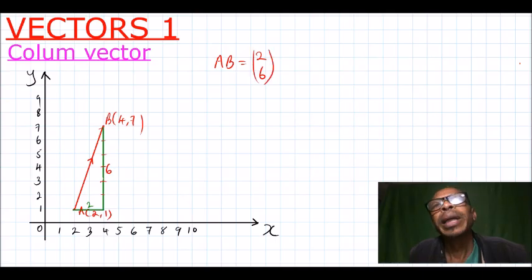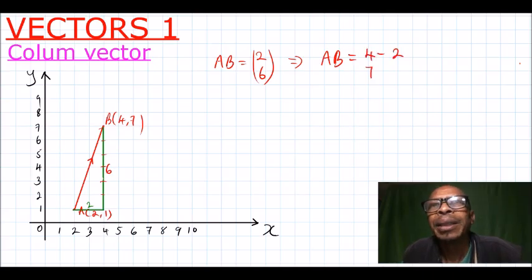So the column vector describes the displacement from A to B. And how do we get that? For AB, we get the change in x, which is 4 minus 2, and the change in y, which is 7 minus 1, and that is how you get 2 and 6. So that is how we get the column vector.